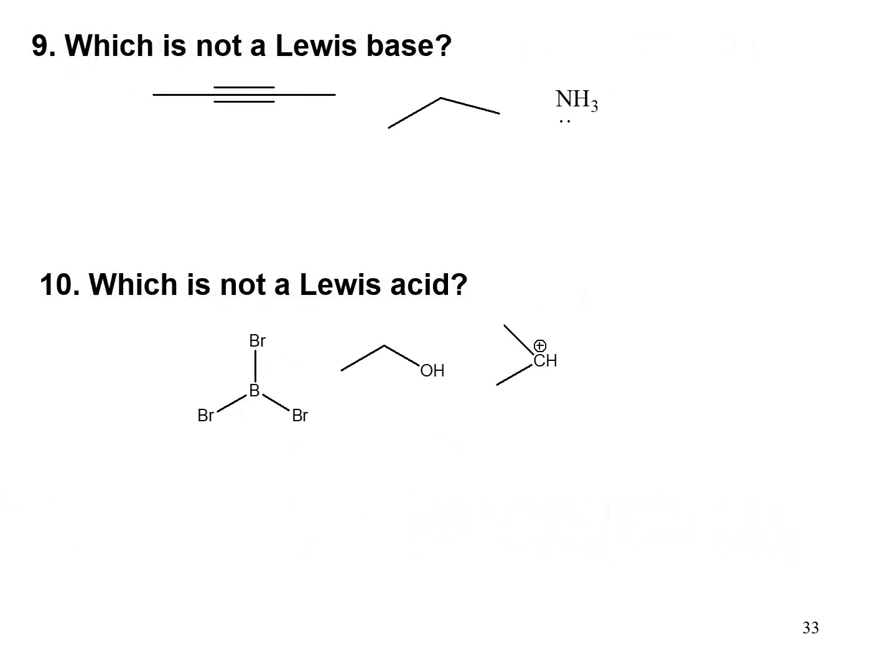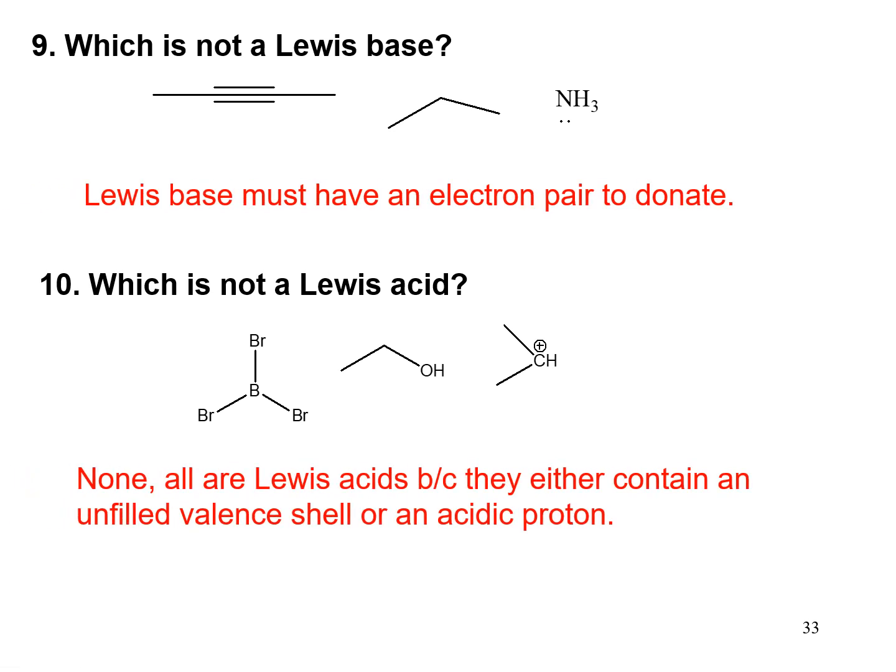This one is not a Lewis base. A Lewis base must have unsaturation or a lone pair of electrons. So ethane is not a Lewis base; the second compound is not a Lewis base. Rather, it acts as an acid, a Bronsted acid. It can also act as a Lewis acid. Which is not a Lewis acid? All are Lewis acids because they contain either an unfilled valence shell or an acidic proton. So they are all Lewis acids.